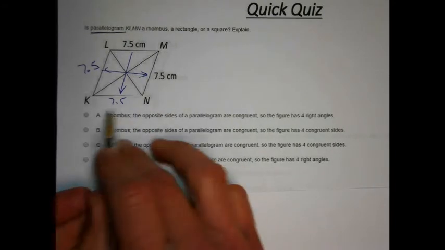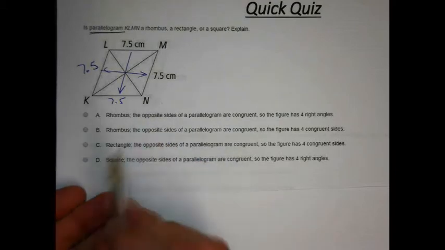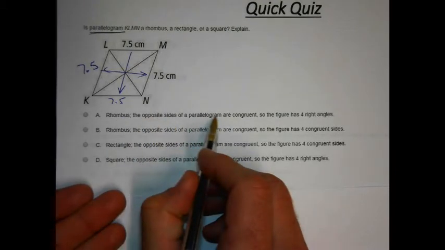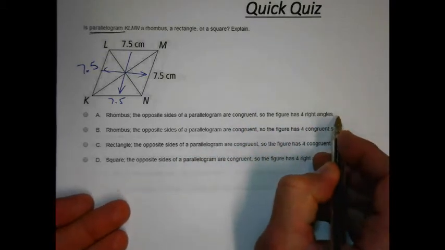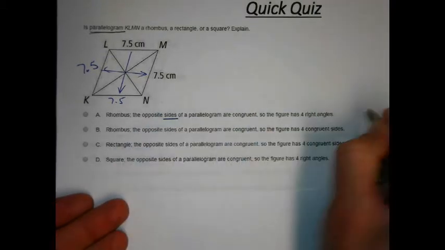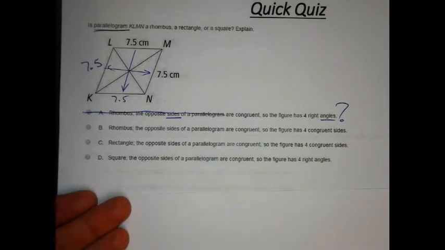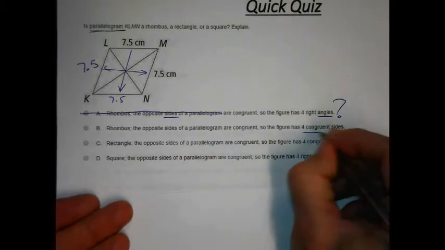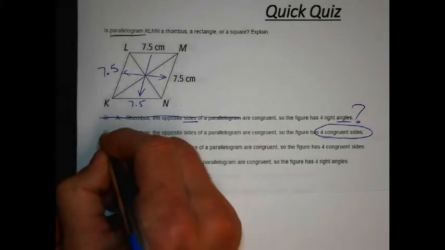Now, look at this tricky part. Is it A, rhombus, or B, rhombus? We have to read. A says rhombus because opposite sides of a parallelogram are congruent, so the figure has 4 right angles. Wait, what? Sides and angles, so it's not A. Be careful, read carefully. How about B? Rhombus: the opposite sides of a parallelogram are congruent, so the figure has 4 congruent sides. That's the one, so the answer is B.